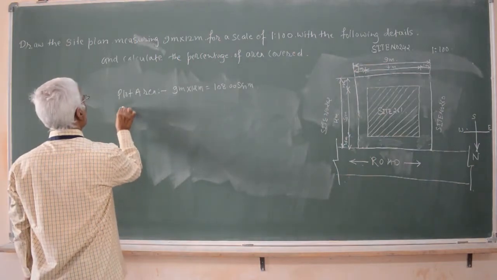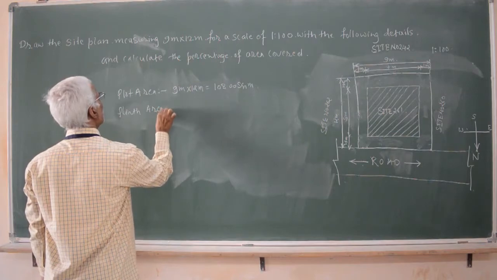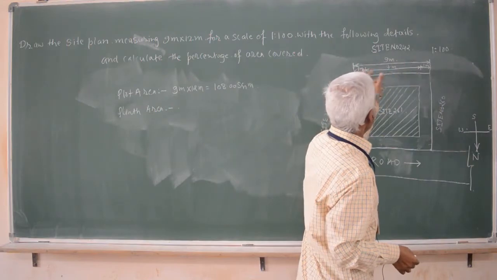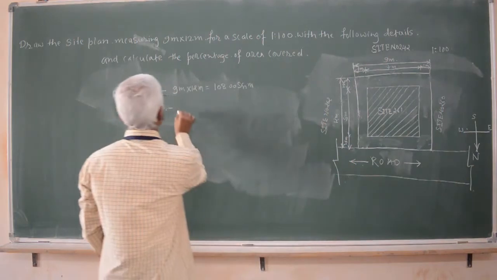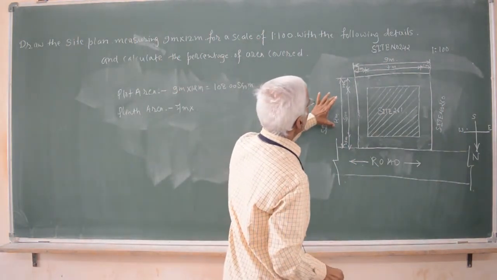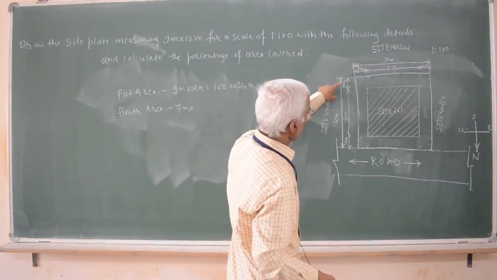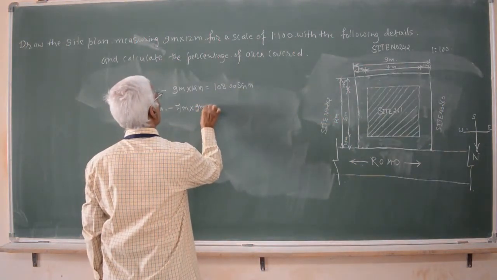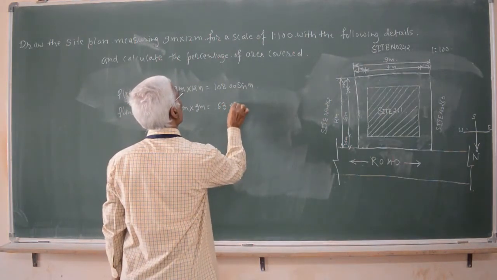Now plinth area. Plinth area means that is your building. After leaving the right and left setback from your plot of 9 meter, you will get 7 meter. 7 meter you write here. Okay. Then here depth or the length is 12 meter. After deducting front and rear setback, you will get 9 meter. That is 63 square meter.